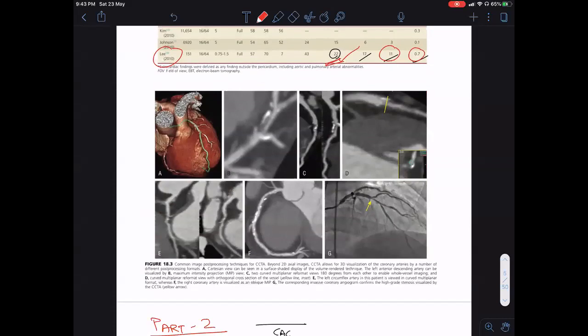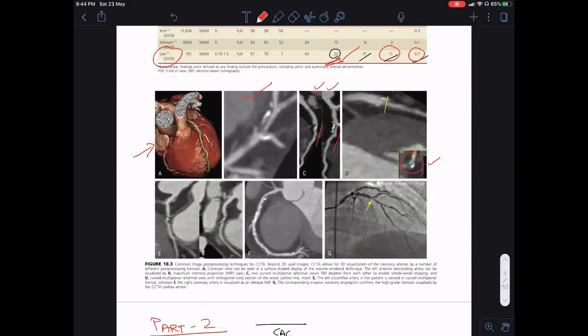These are just a representative bunch of images from the chapter in Braunwald. This is the VR or the 3D reconstruction, as we all know. This is the MIP projection. These are multiplanar reformat views, looking at the two arteries in two different planes. So obviously, with a CT, you can also look at other views, an oblique cut, coronal, sagittal, what have you.